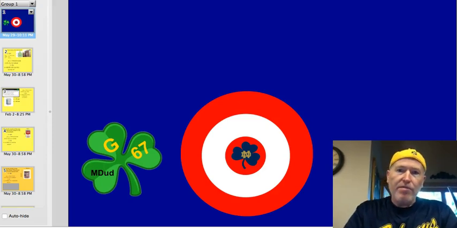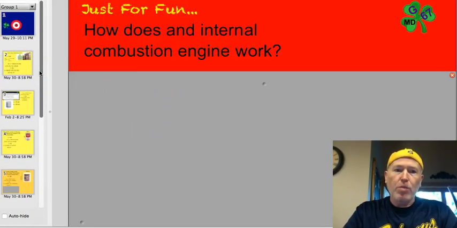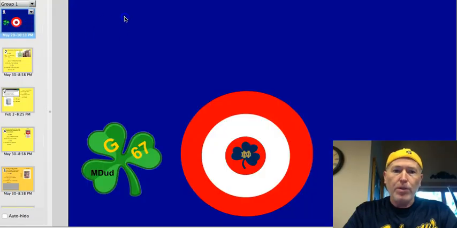Tonight we're going to find the volume of cylinders. Let's go ahead and start with our cylinder related trivia question. How does an internal combustion engine work? I'll give you the basics on that when we return.